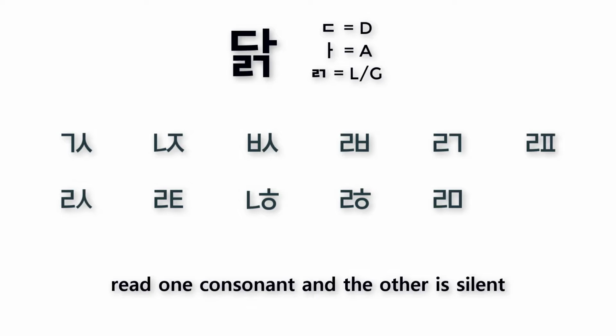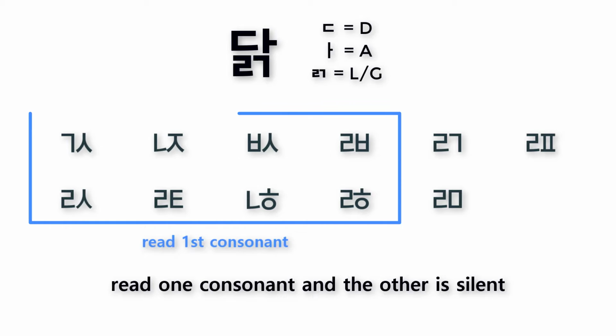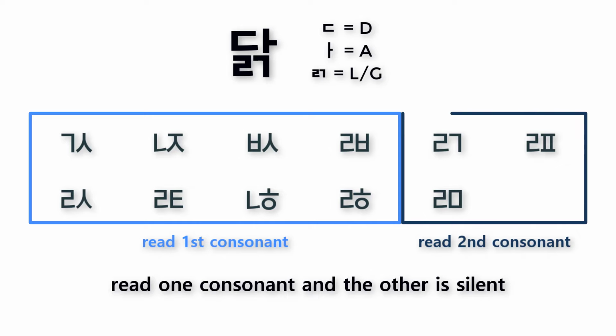In the old days, when Korean was first created, rather than sounding out one consonant only, these 겹받침 were a blend of the two consonants. But in modern Korean, we only read one consonant. So in these 8 겹받침, we read the first consonant, and in these 3 겹받침, we read the second consonant.